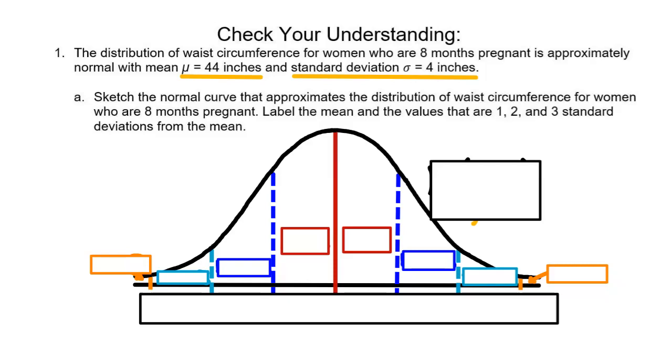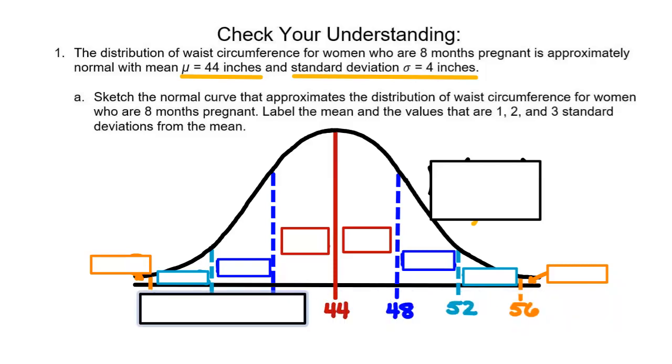What number should go right in the center? 44. 1 standard deviation above would be what? 48. 2 standard deviations above? 52. 3 standard deviations above? 56. So you should have 44, 48, 52, and 56 labeled. What about 1 standard deviation below the mean? 40. 2 standard deviations below the mean? 36. And 3 standard deviations below the mean?